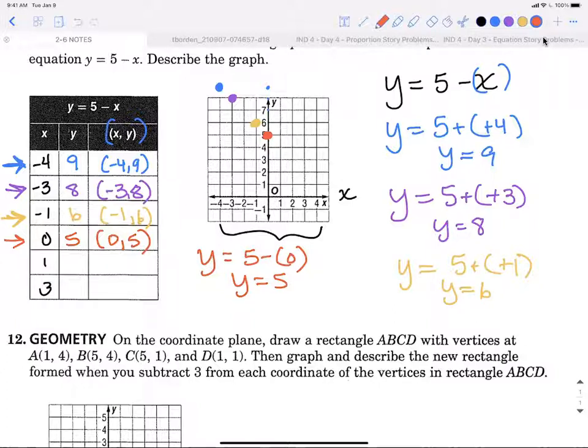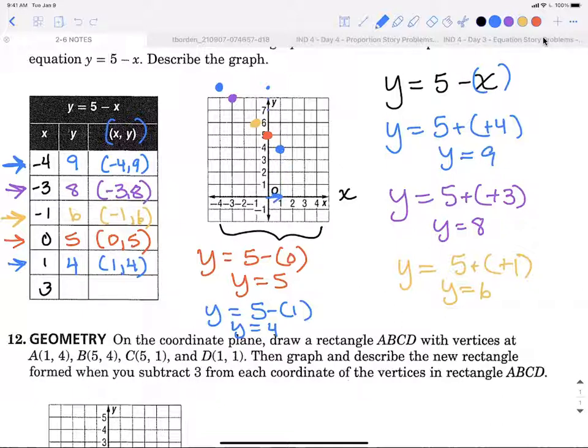Now I have to do it again. Okay, this time I'm going to be putting a 1 in there. So y equals 5 minus 1. Well, 5 minus 1 is just 4. So I'm going to put that in my table, write my ordered pair, and then graph (1, 4). Well, this time it's a positive 1. So I'm going to go to the right 1 and up 4. Right, I go this way 1, and then I go this way 4.